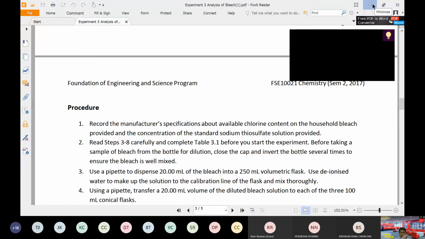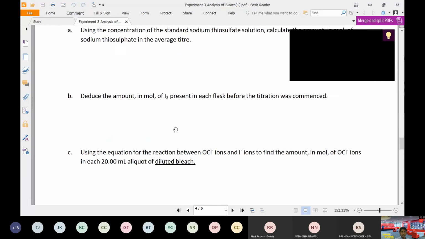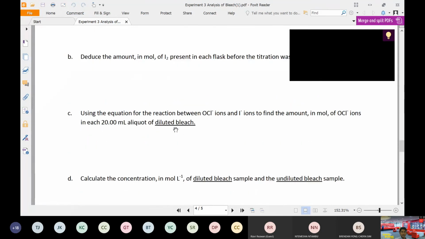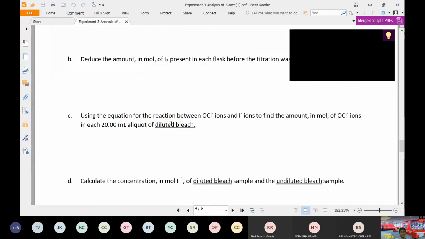No question. Part C and part D. Where is that? Part C and part D. Okay. Using the equation of the reaction between hypochlorite ion and iodide ion to find the amount in mole of hypochlorite ion in each 20 milliliter aliquot of diluted bleach.